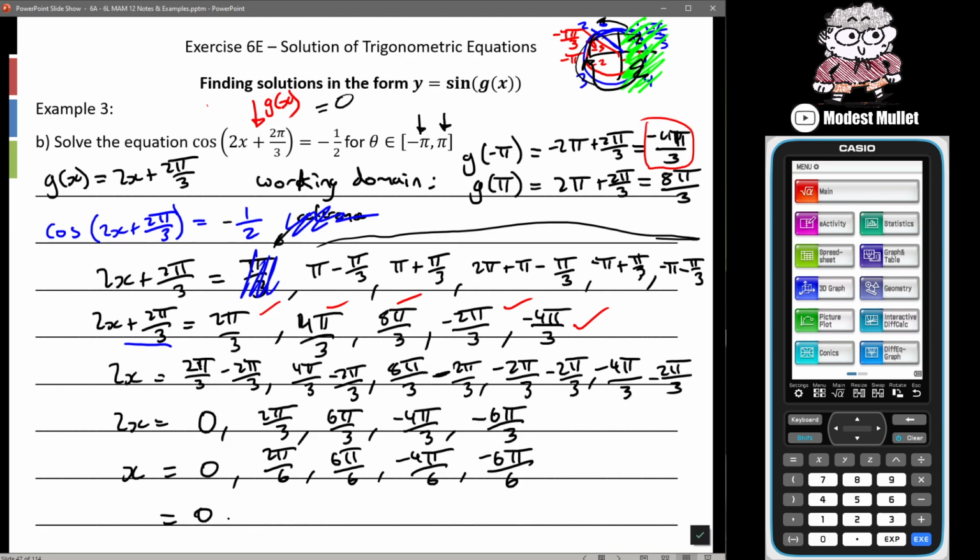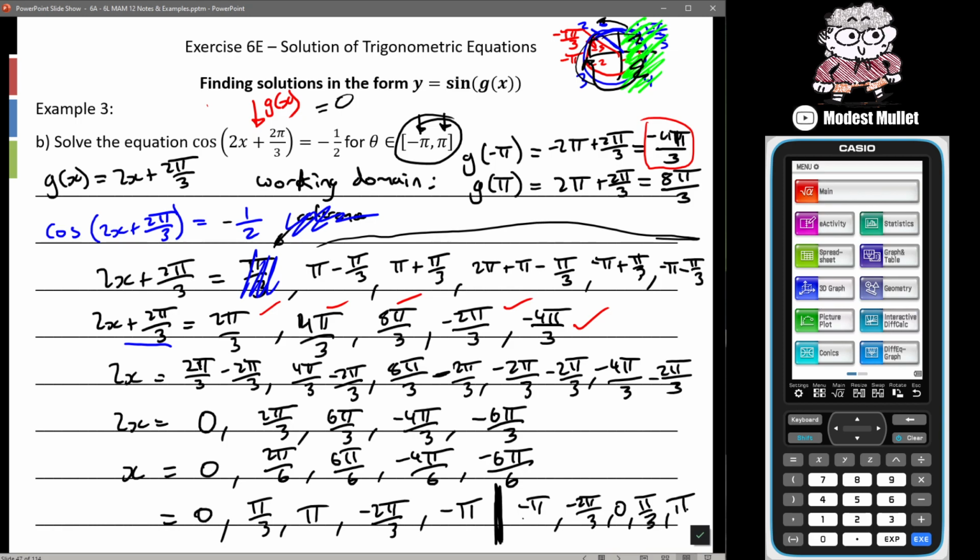Let's simplify those, so we get 0, pi on 3, 6 on 6 cancels so we get pi, we get negative 2 pi on 3, and we get negative pi. And those are all inside our original domain, so that works. Last thing is you generally want to write them from smallest to largest. Just a really good habit, so we would actually start with the negative pi as the smallest, then negative 2 pi on 3, then 0, then pi on 3, then pi. And that's it.